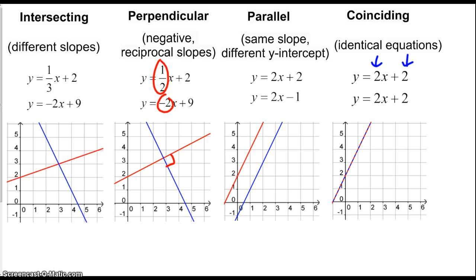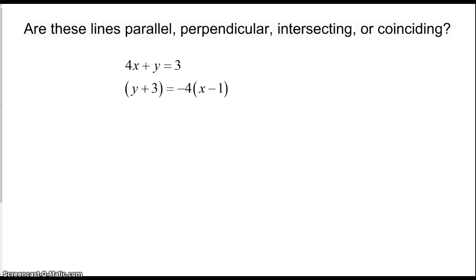Okay, I've got a few more examples here. I'm just going to work examples till we run out of time. Let's take a look. Are these lines parallel, perpendicular, intersecting, or coinciding? All right, so pause the video, see what you think. So it depends on slopes and y-intercepts, so we should probably convert both lines to slope-intercept form.